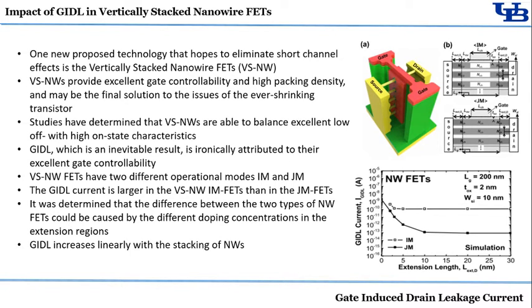VSNW FETs have two different operational modes, IM and JM. The GIDL current is larger in the VSNW IM FETs than in the JM FETs. It was determined that the difference between the two types of nanowire FETs could be caused by the different doping concentrations in the extension regions. GIDL increases linearly with the stacking of NWs.